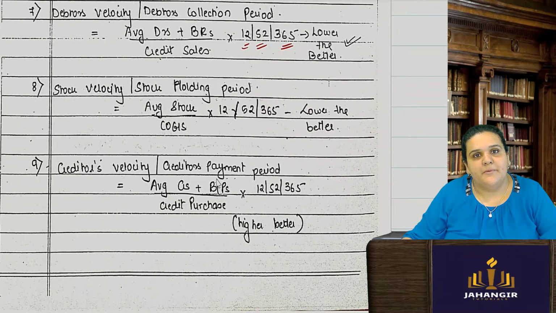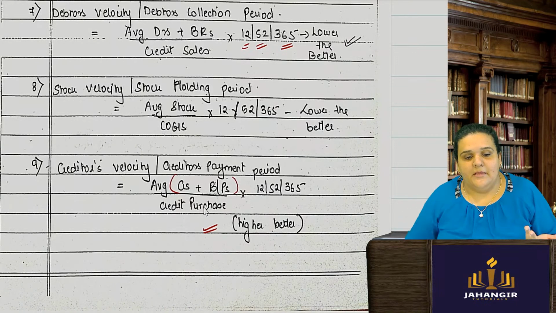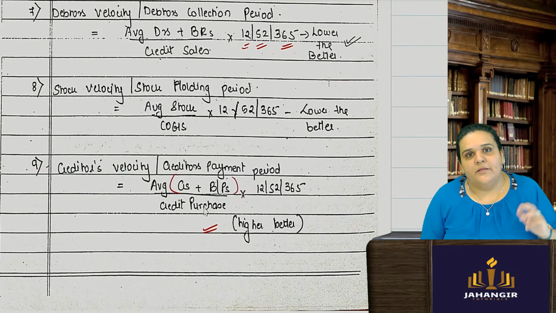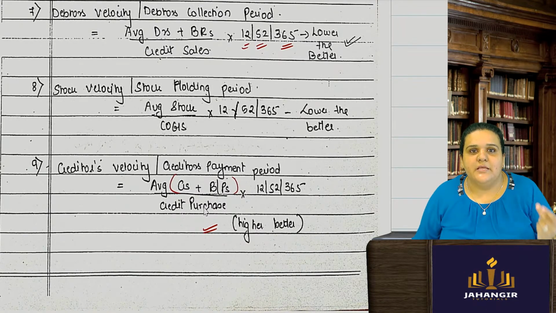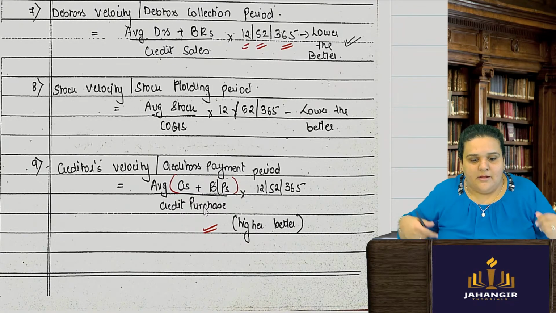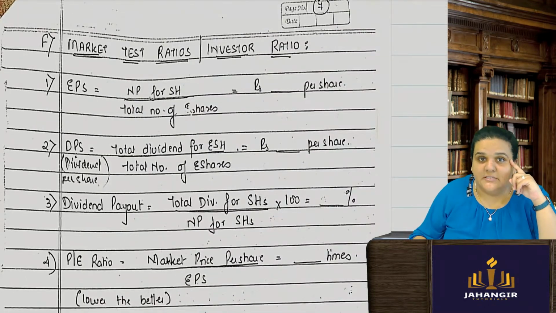Creditors payment period, or creditors velocity ratio, is average creditors plus bills payable upon credit purchases, into 12 or 52 or 365. The higher the creditors payment period, the better, obviously, for me as a company. But for debtors velocity, lower is better. Stock holding period, lower is better. That means I am able to sell my stock fast. Then we have market test ratios, from the investor's point of view.